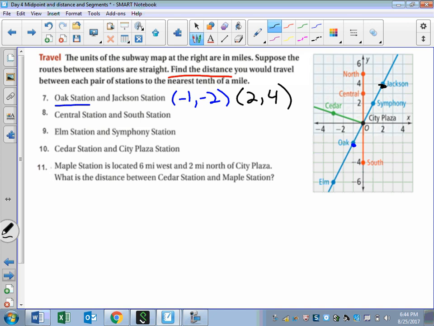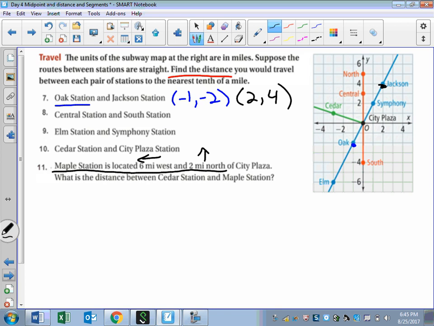The only other one that you might want to pay some attention to is number 11, where it has Maple Station is 6 miles west and 2 miles north of City Plaza. Maple Station is not on the map, so you're going to have to plot it on the map to figure out where it is. But City Plaza is at 0, 0. It's at the origin. So it should be pretty easy to find out where Maple Station would be. But 6 miles west and 2 miles north. So you need to go left and up and plot it on the map and then get the coordinates.